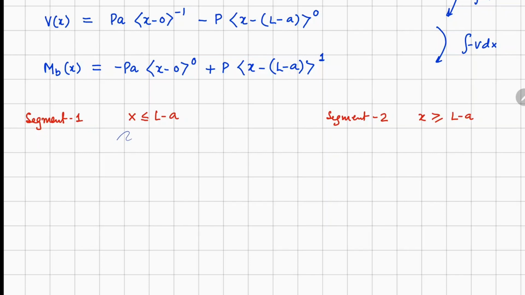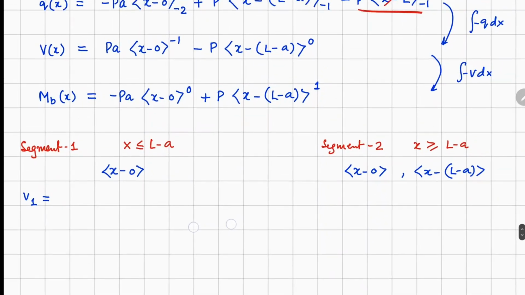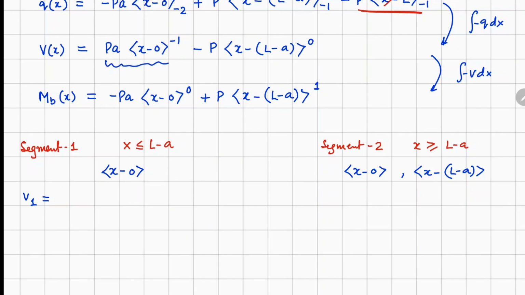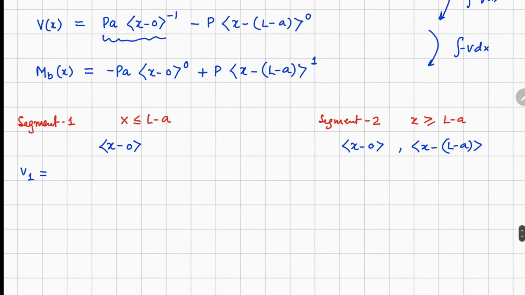Now in segment 1, your x minus 0 function is going to give you a positive argument, and in this case both x minus 0 and x minus (L minus A) will give you positive. So from here we calculate your V1. For V1 we'll consider only this part right here. Now this function right here again is a unit impulse function. So basically this value will be infinite at x equals to 0, and everywhere else your V1 is going to be 0. So in brackets we can write at 0 V1 is undefined, or V1 is equal to infinity. Everywhere else it is 0.